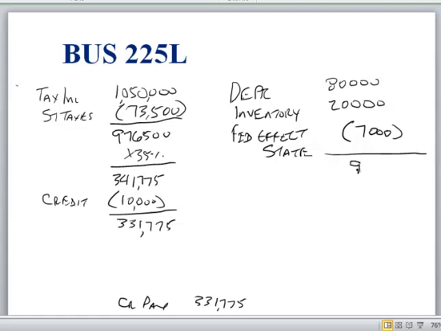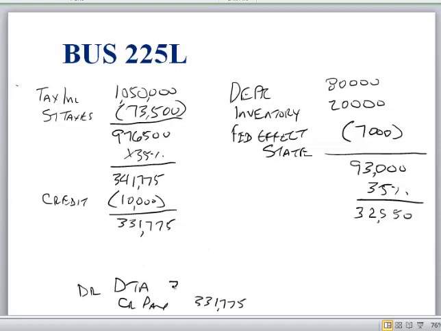Okay, so that's 93,000. 35%. 32,550? 32,550. Okay, that is our DTA. We are going to debit our DTA 32,550.